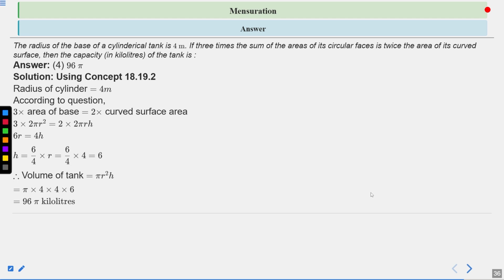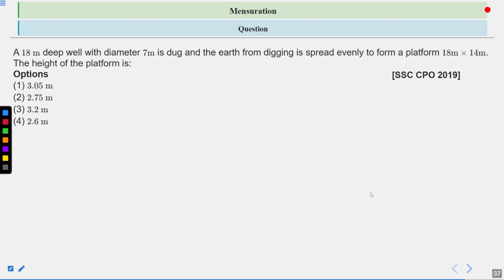Next one. A 18-meter deep well with diameter 7 meter is dug and the earth from digging is spread evenly to form a platform 18 meter into 14 meter. The height of the platform is. This question was asked in the SSC CPO exam 2019. There are four options. First one is 3.05 meter, second is 2.75 meter, third one is 3.2 meter, and fourth one is 2.6 meter.